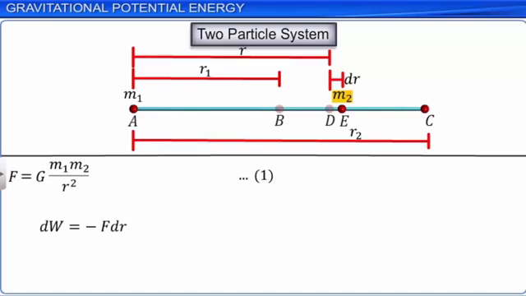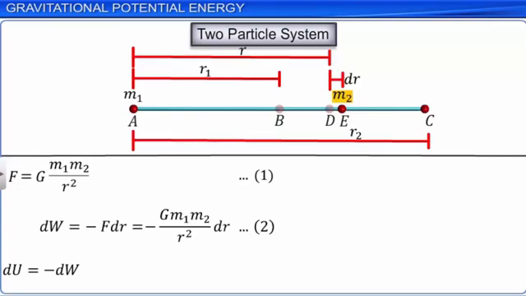The negative sign in the equation is due to the fact that the direction of the displacement is opposite to that of the force. By definition, the negative work done on the second particle is equal to the change in gravitational potential energy of the two-particle system during this small displacement. Thus, dU is equal to minus F dr, which is G m1 m2 divided by r square into dr. Let this expression be equation 3.